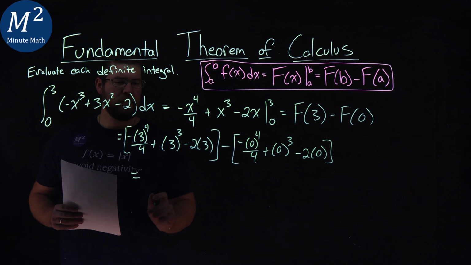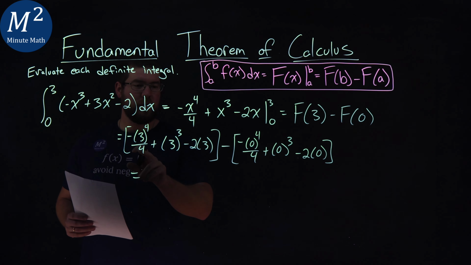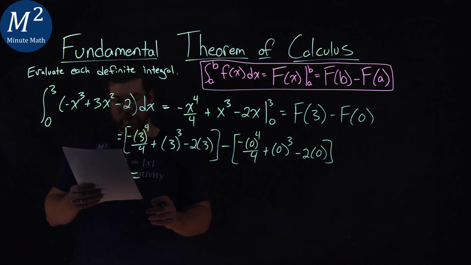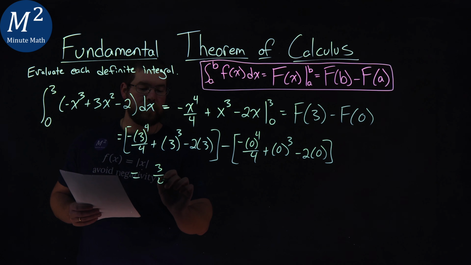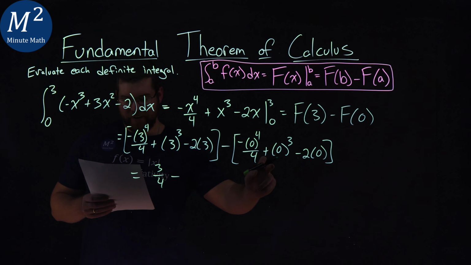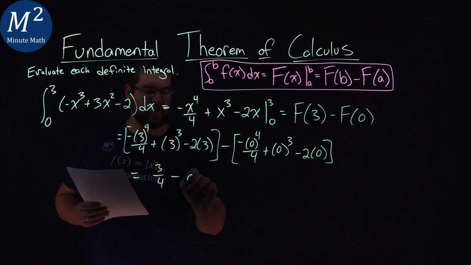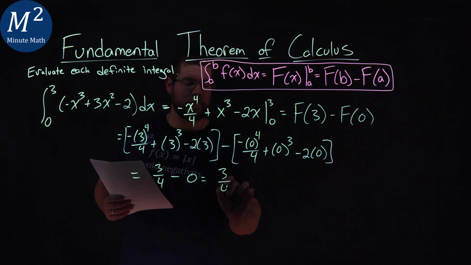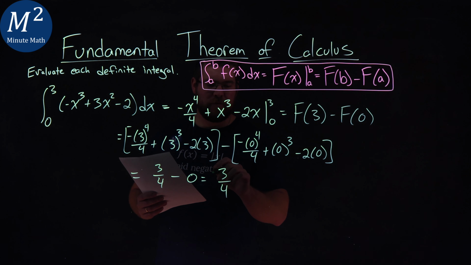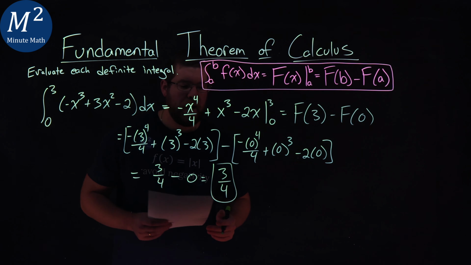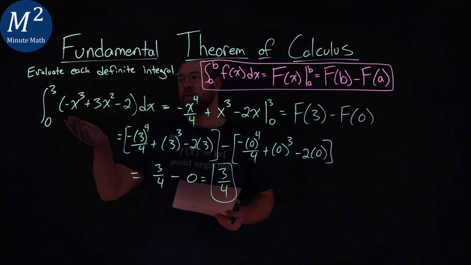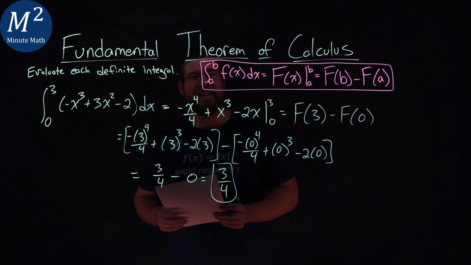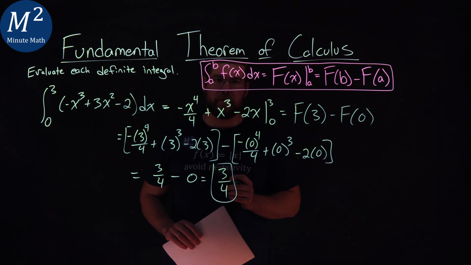Well, luckily for us, this whole thing I have done for you, this part, our F of 3 simplifies to be 3/4. Minus this whole part here, our F of 0 simplifies to be 0. And so 3/4 minus 0 is, well, 3/4. Or 0.75, but you get it. And so our final answer here for our integral from 0 to 3 of our function is 3/4.